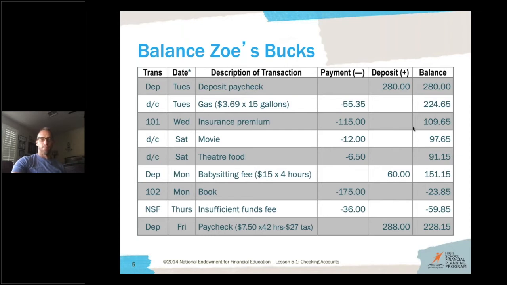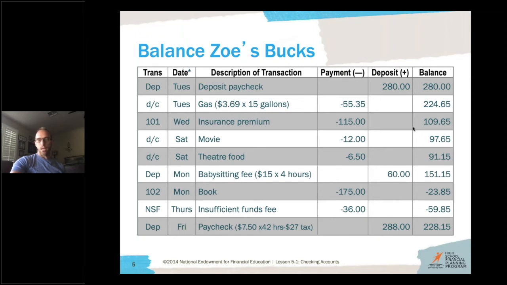That must be a really, really good book, or a college textbook, because that's how those are. Anyway, you'll notice above that line there, the third line up where it says book, they had a balance of $151, and now they wrote a check for $175, and they didn't have enough money. All of a sudden that goes to negative $23. Well, the bank now charges an insufficient fund fee. So they were charged a $36 fee for writing a check that they didn't have money to cover. So now that brings their balance down to $59.85 in the negative.